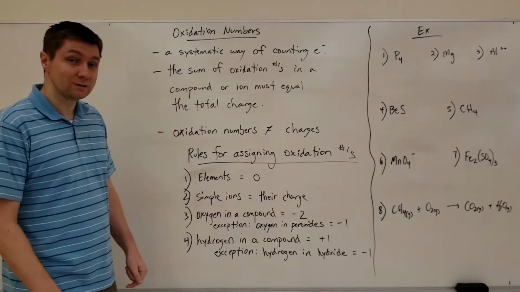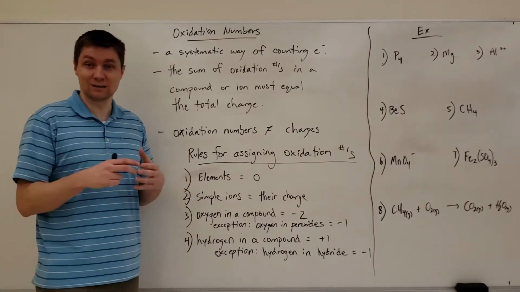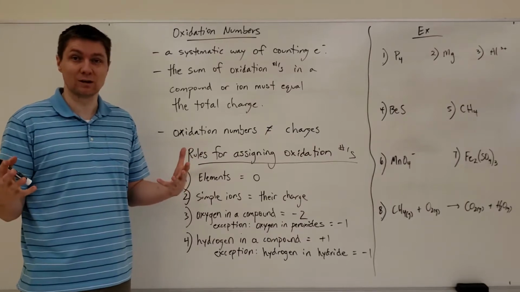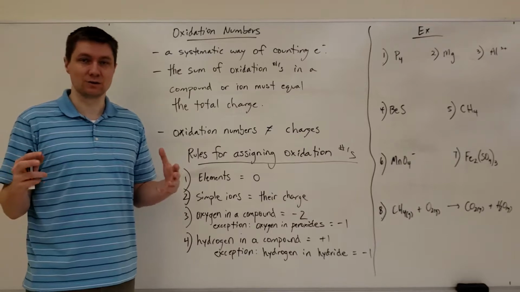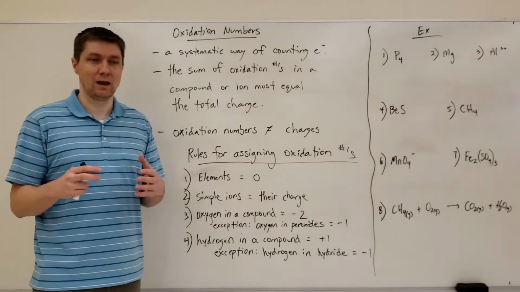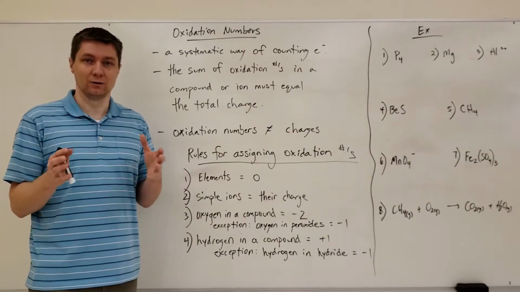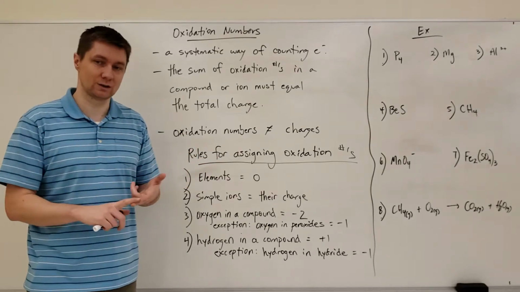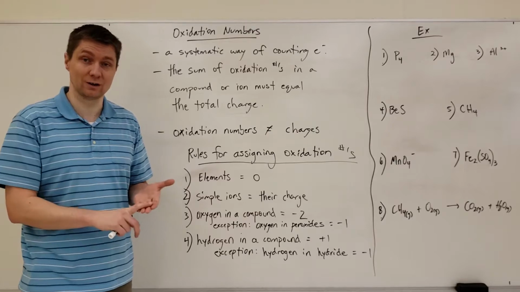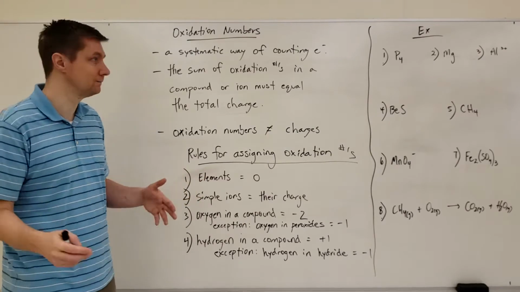Oxidation numbers are next. In my opinion, this is the second most important concept as it relates to the redox unit. We can use oxidation numbers in a lot of different ways, and it helps us to identify those terms we talked about in our previous lesson, which were reducing agents, oxidizing agents, reduction, and oxidation. And I'll show you how that works today.